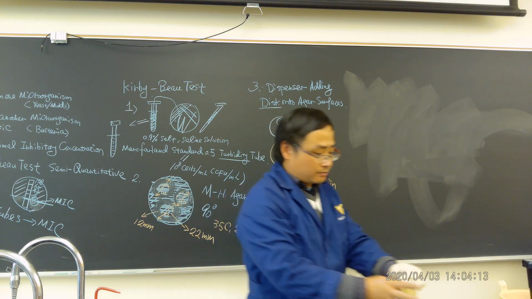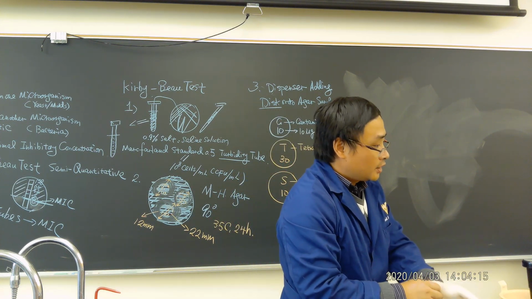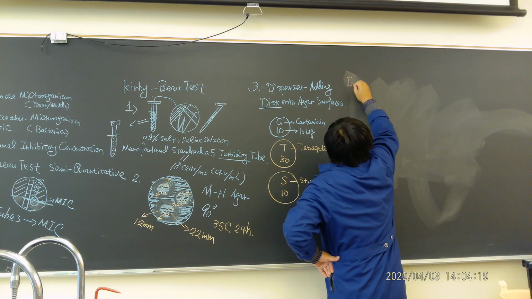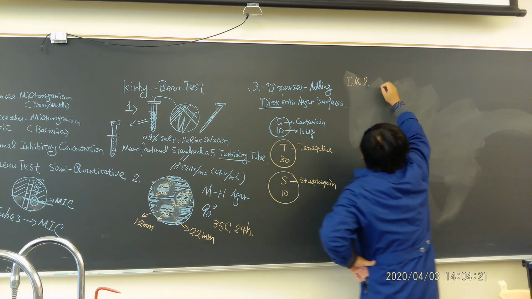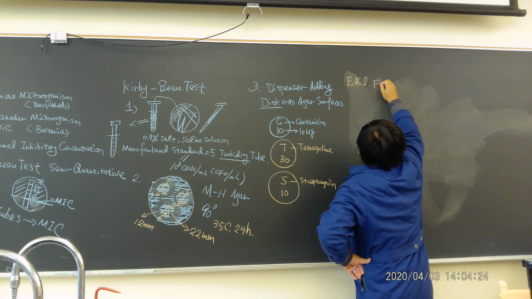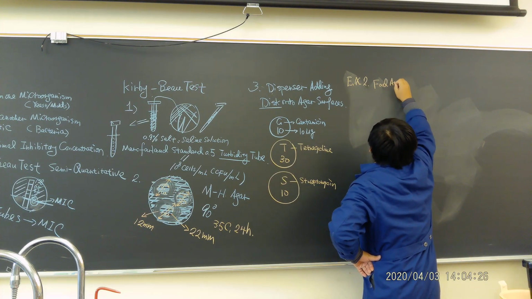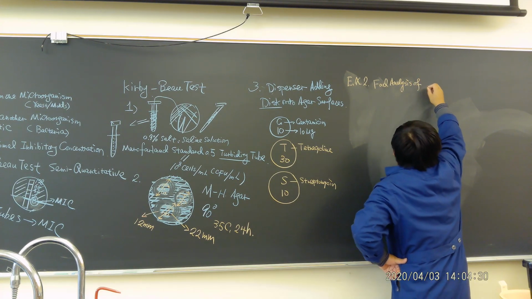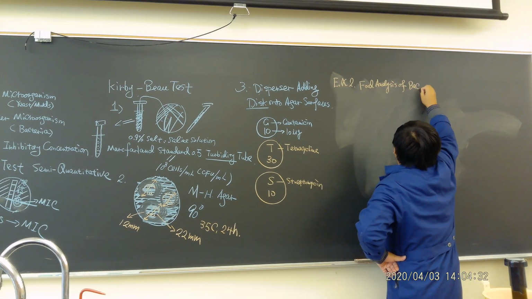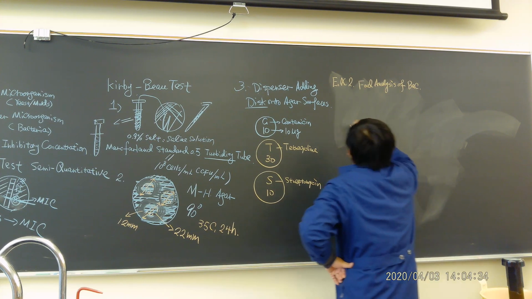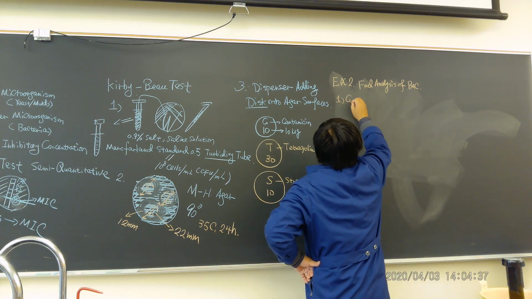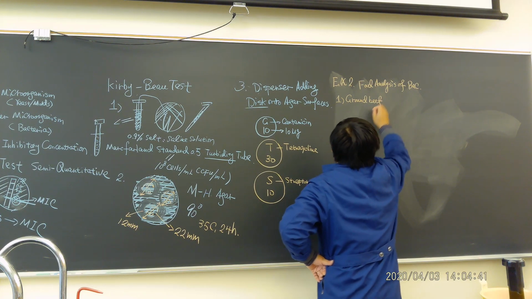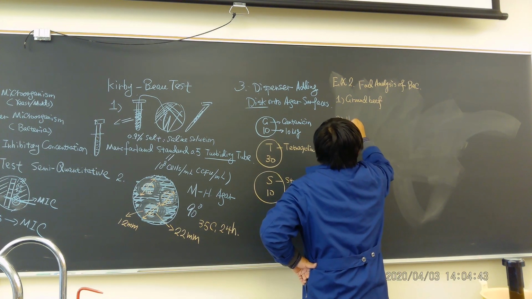Now the second will be exercise 2. Exercise 2, everybody can practice. We're going to do a food analysis of bacteria. Okay, so we have ground beef, and we also have a hot dog.